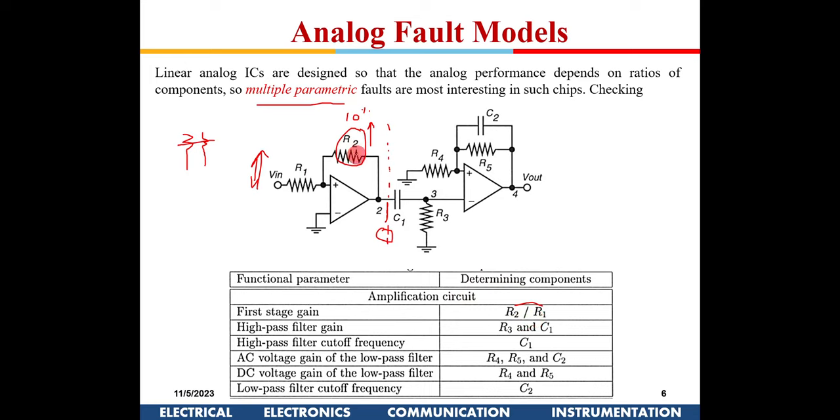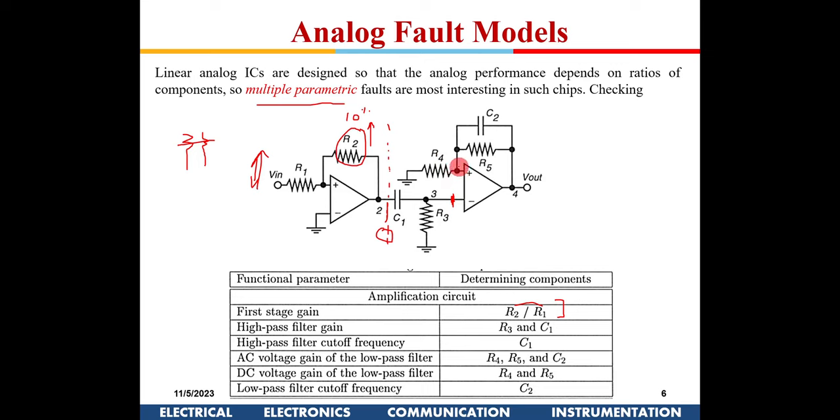So you have to see that while doing the layout, components which are closely related to each other, you might want to place close to each other. So in the first stage, the gain, we don't just focus on a fault at R1, since R2 by R1 is there. So we say this gain is dependent on the parametric variation of R2 by R1. Similarly, R3 and C1: the signal from here to here goes through a high pass filter, so low frequency signals are being filtered out here. So we say R3 and C1 together determine the bandwidth here, right?